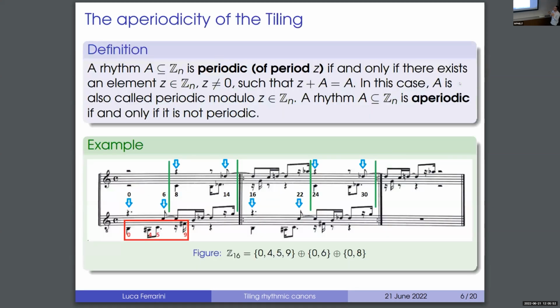This is the main problem why we are studying the aperiodicity of tiling rhythmic canons. A rhythm A that is a subset of a cyclic group Zn is periodic modulo z if and only if we can shift that set A by a certain element z and still remain in the set A. But we are really interested in finding aperiodic tiling rhythmic canons. Here, we can see that in Z16, we can decompose the voices in the upper part with 0 and 6, and 0 and 8, for example.